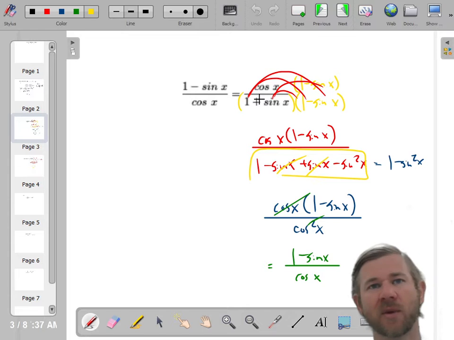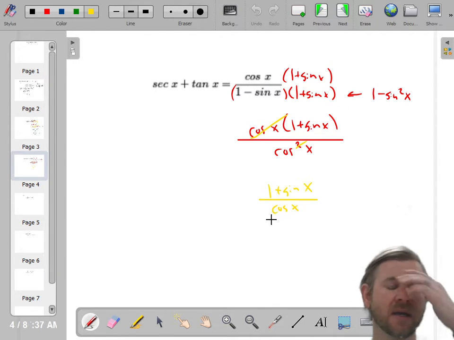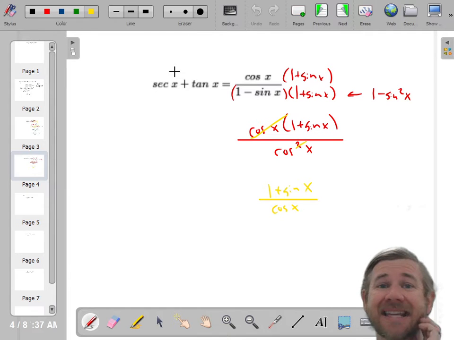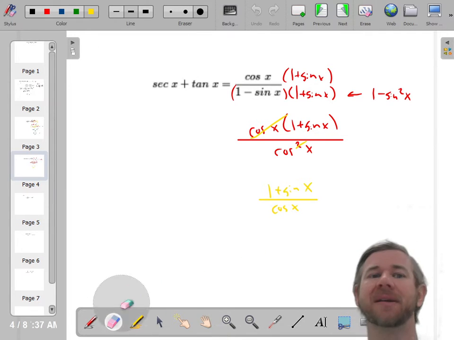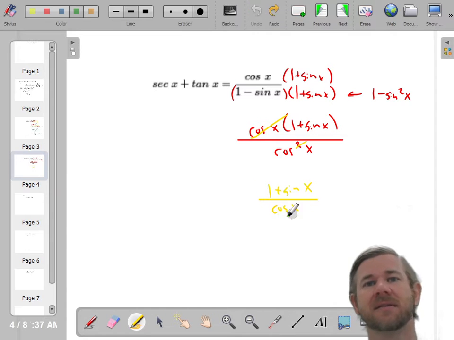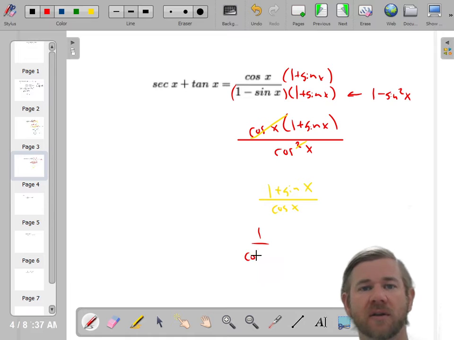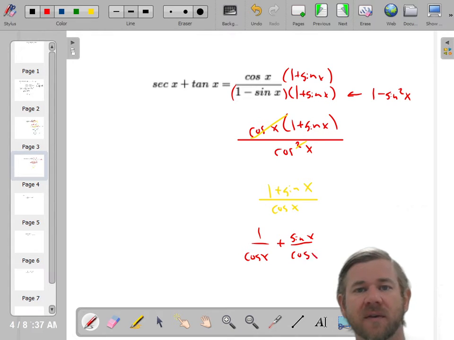If you look at the last problem, we had 1 plus sine of x. Now it's pretty much the same thing, but we have a different sign. Now we get to this, and you're like, that's not secant plus tangent. It's not, but it's kind of there. If you look, 1 over cosine is secant, sine over cosine is tangent. You just need to know that you can split it up: 1 over cosine of x plus sine of x over cosine of x.